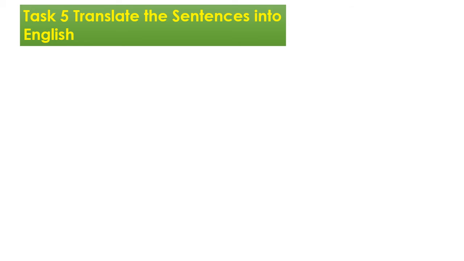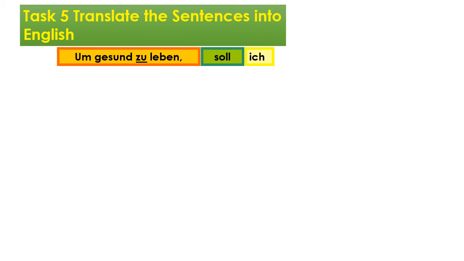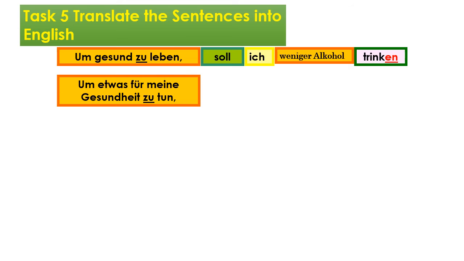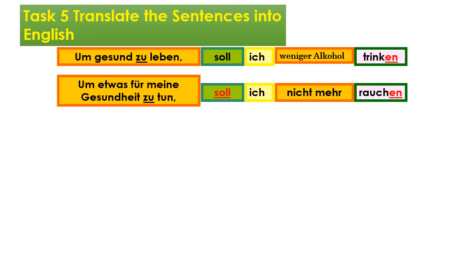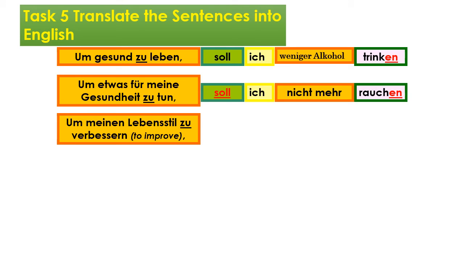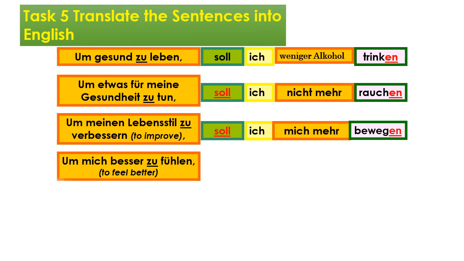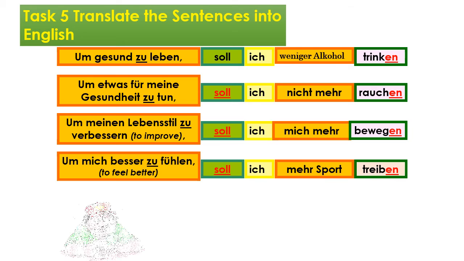Task 5 is a bit more translation, but just to let you see some other constructions. So different sentence beginnings each time here. This one says, gesund zu leben, soll ich weniger Alkohol trinken. Etwas für meine Gesundheit zu tun, soll ich nicht mehr rauchen. Meinen Lebensstil zu verbessern, soll ich mich mehr bewegen. Mich besser zu fühlen, soll ich mehr Sport treiben.